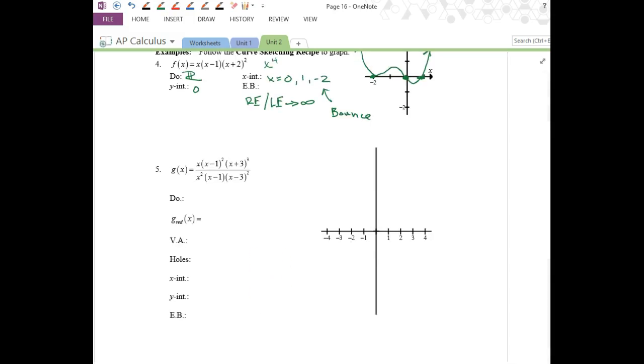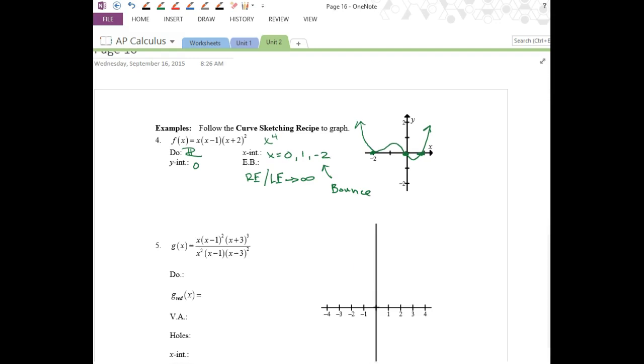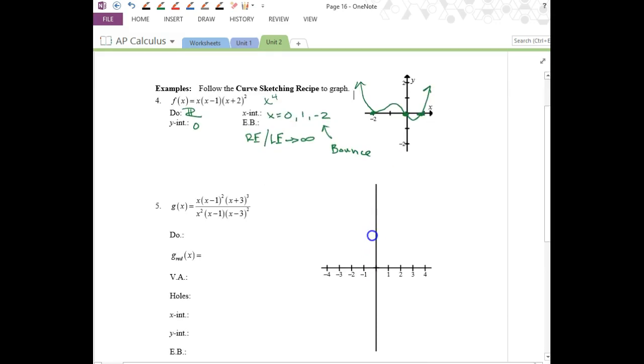Okay. Let's do number 5. It depends on the graph. I would expect for question number 4 that you could handle that without a calculator. But question number 5, can we do it without a calculator? Not so much. We'll see.